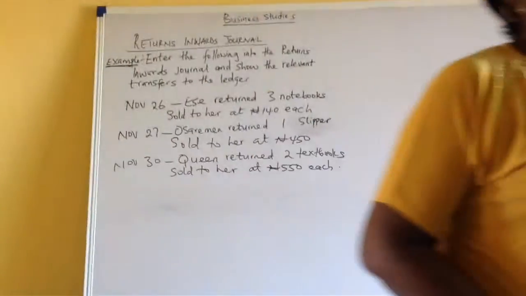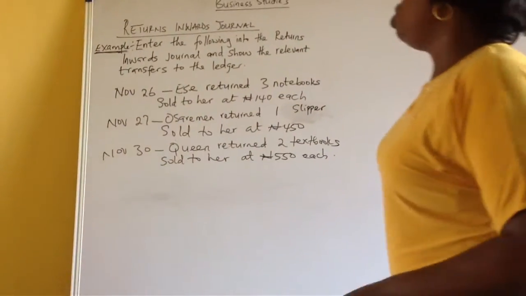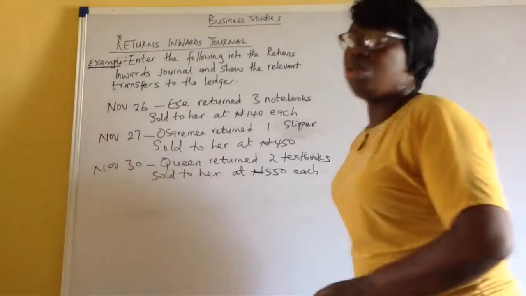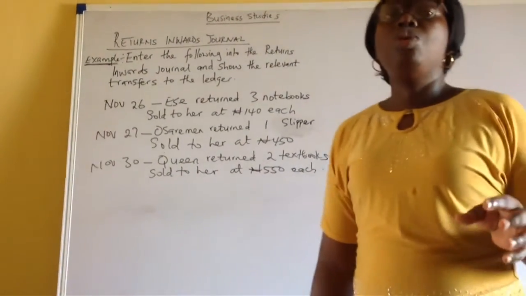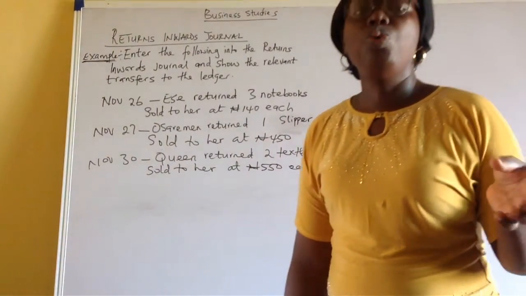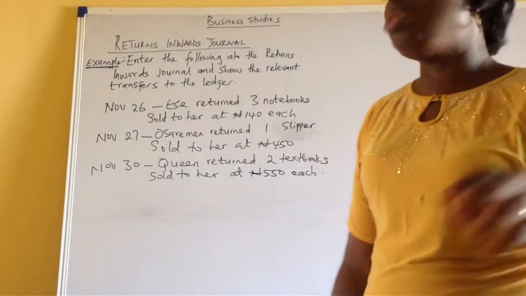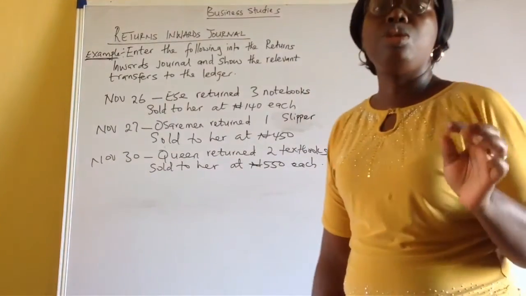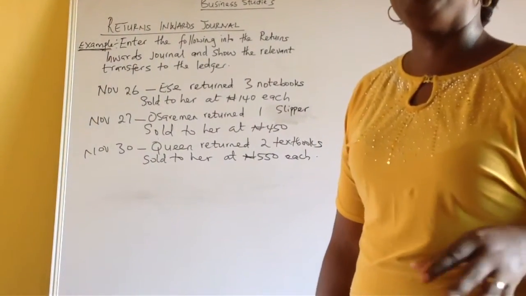Good day, class. Our topic for today is returns inwards journal. Now, we are still on the types of special journals. We've taken the first two, which are the sales and the purchase journal. Today, we'll take the last two, returns inwards and returns outwards journal.